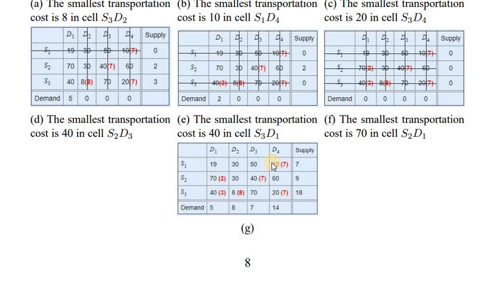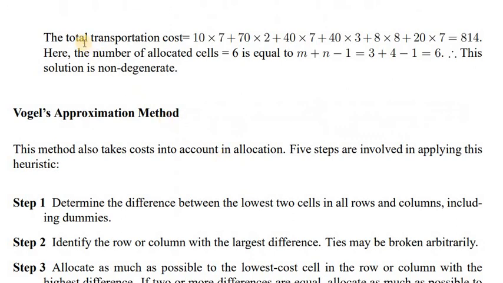Here we have 7 units from S1 to D4, 2 units from S2 to D1, 7 units from S2 to D3, 3 units from S3 to D1, 8 units from S3 to D2, and 7 units from S3 to D4. The total transportation cost is about 840, and here the number of allocated cells is equal to 6. Hence this is a non-degenerate solution.